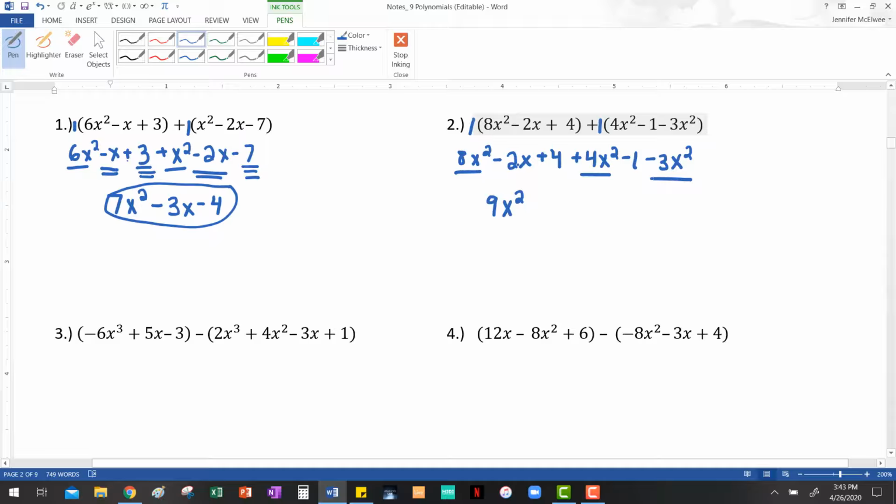I also see that there is a linear term here. However, there's no like term to combine with it. When that happens, we just bring that down. Finally, I see a pair of constants. Those are like terms, so I'm going to combine those. I have a positive 4 and a negative 1. 4 minus 1 will be 3. So my final answer is 9x squared minus 2x plus 3.